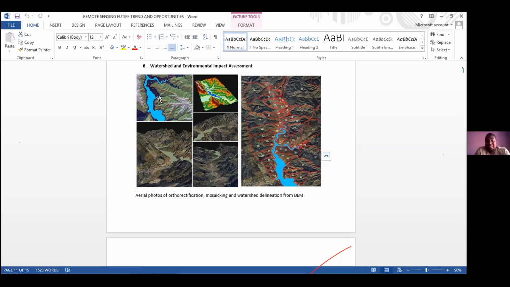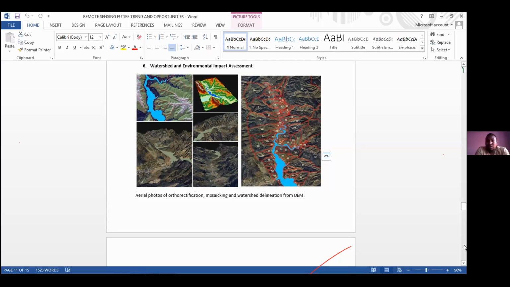And it can also help you do an environmental impact assessment. How can you harness that water and channel it to reach the people while causing the least impact to the environment? So remote sensing does that for you. It does a model for you. You do a 3D model on how you can get that water. So remote sensing helps you identify watersheds and also helps you in environmental impact assessment.